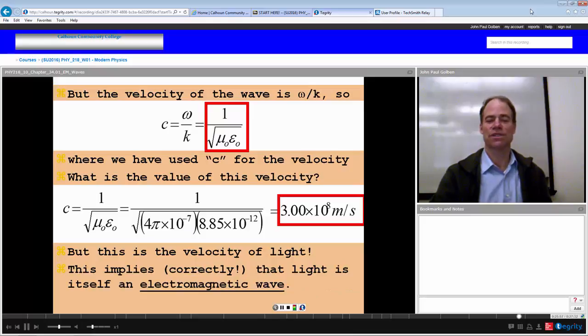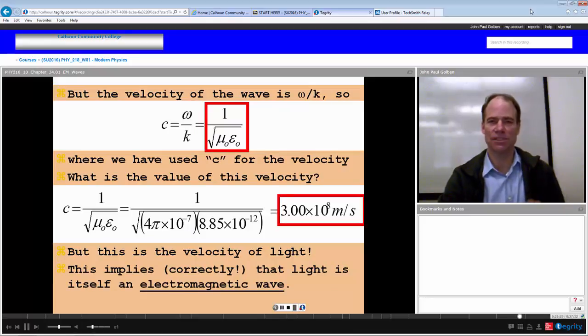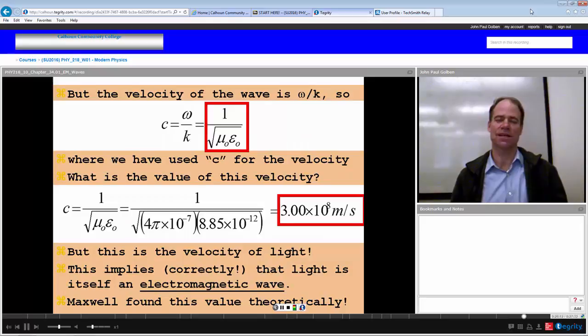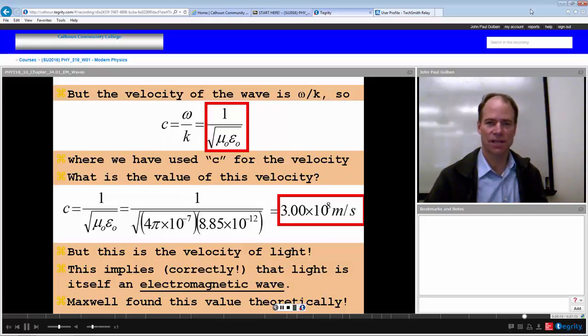This is precisely the velocity of light, so this implies correctly that electromagnetic waves are the same as light, or vice versa. Light is an electromagnetic wave. Maxwell found this theoretically, just as Heinrich Hertz had found this experimentally.